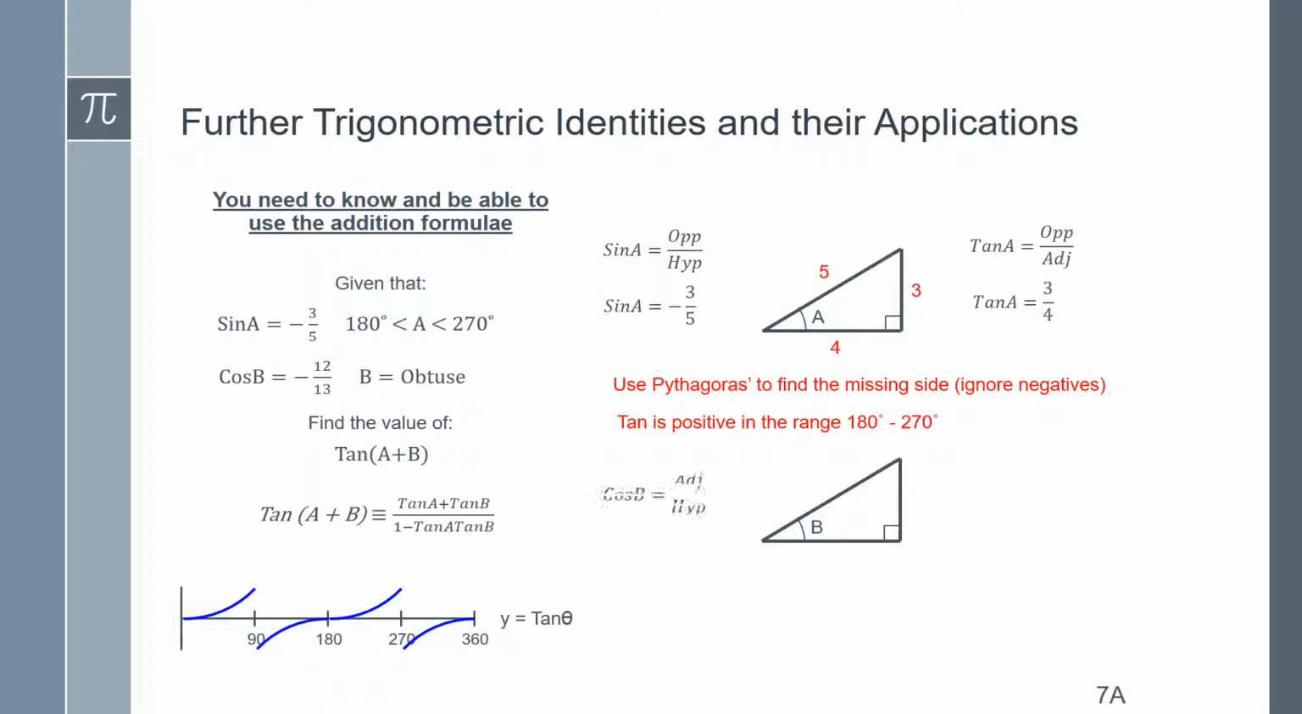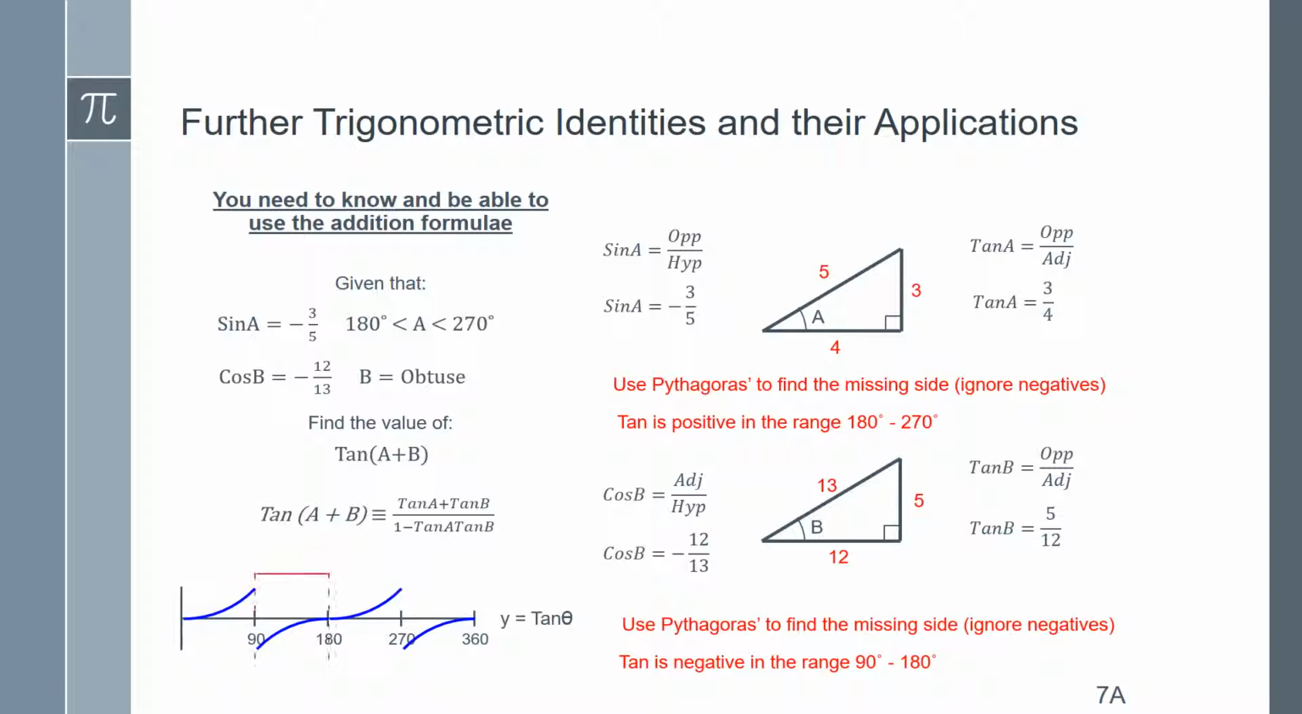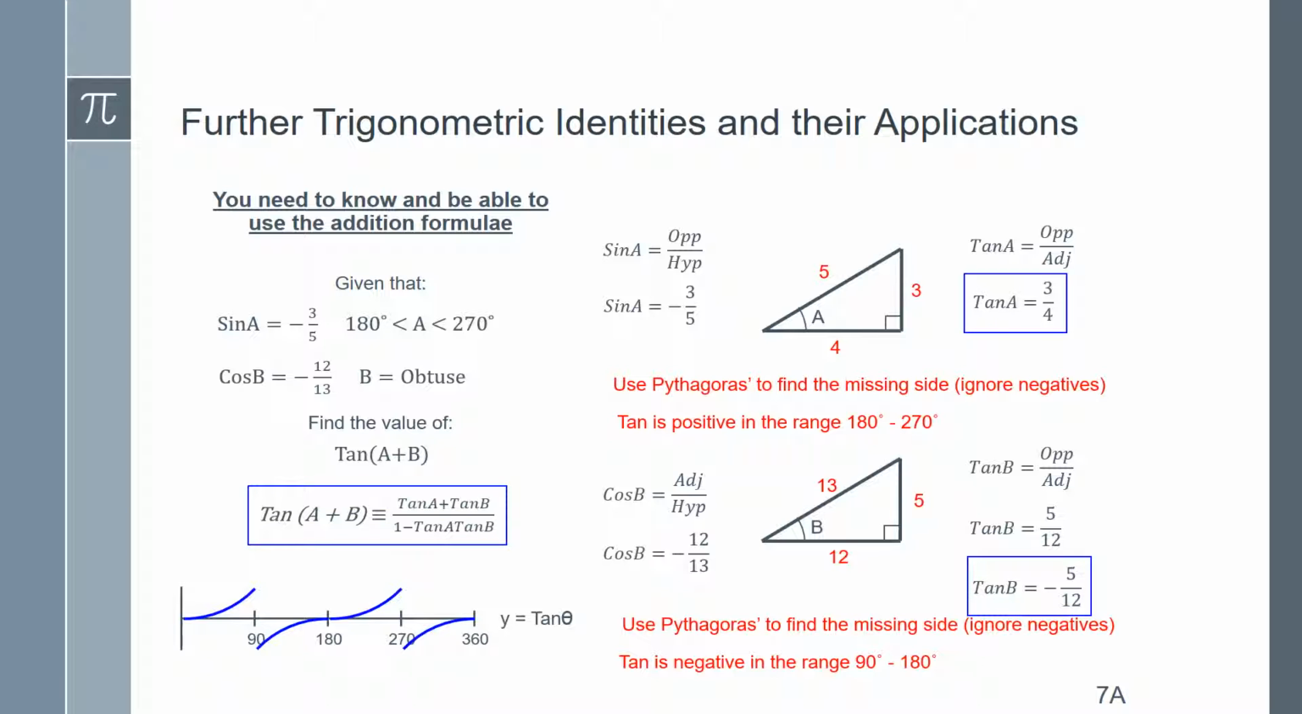And then we think about B, we do the same thing. Cos B is adjacent over hypotenuse, so 12 over 13, again ignore the minus signs, use Pythagoras, the other side is 5. So tan B is 5/12, the opposite over the adjacent. When it's obtuse, then tan is negative, so tan B is therefore minus 5/12. So we use the shape of the graph in order to establish whether they're positive or negative. So tan A is 3/4, tan B is minus 5/12.